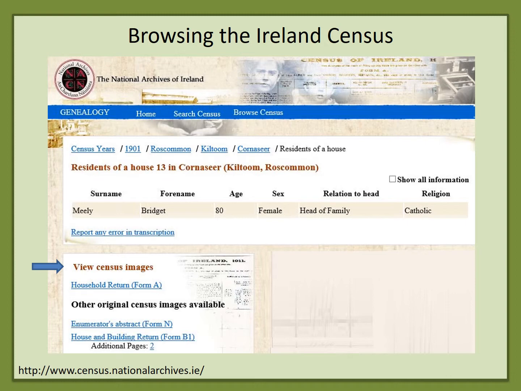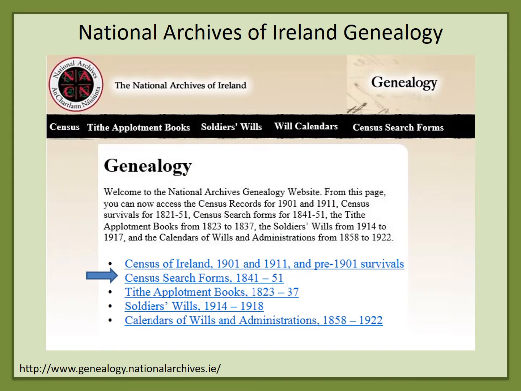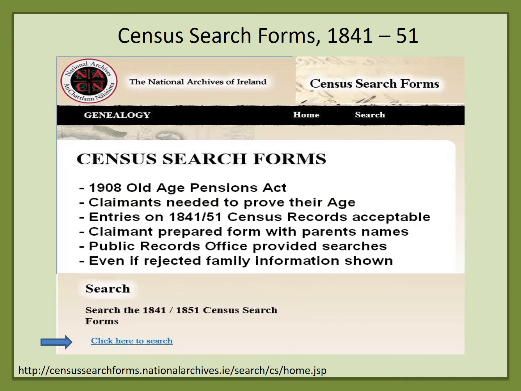Returning to the Genealogy website homepage, we can now review the 1841 to 51 Census Search Forms section. The Census Search Forms were used in support of the 1908 Old Age Pensions Act. The 1908 Old Age Pension Act provided a pension for eligible people aged 70 and over. It was implemented from January 1909 in Ireland. Proof of age was an essential part of the process of application for a pension.